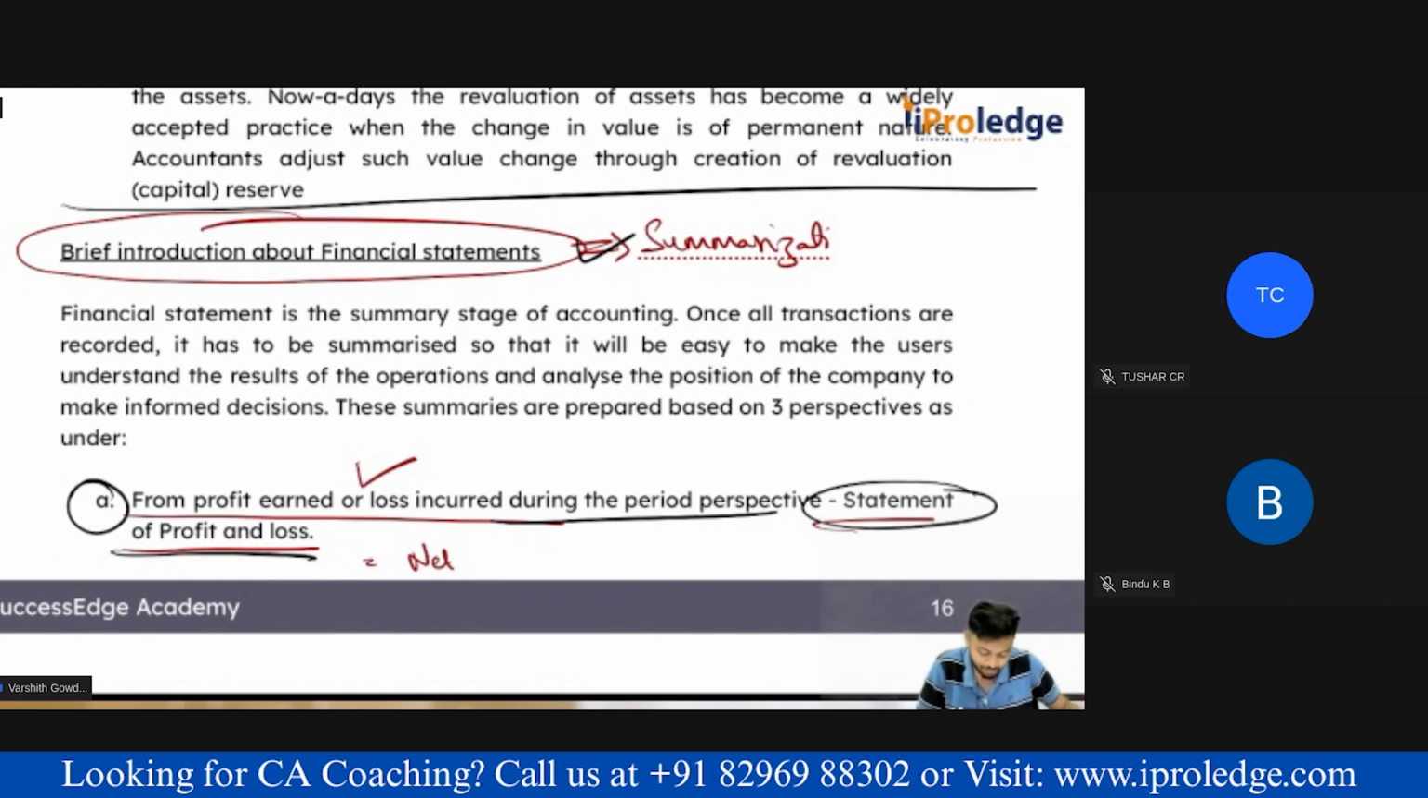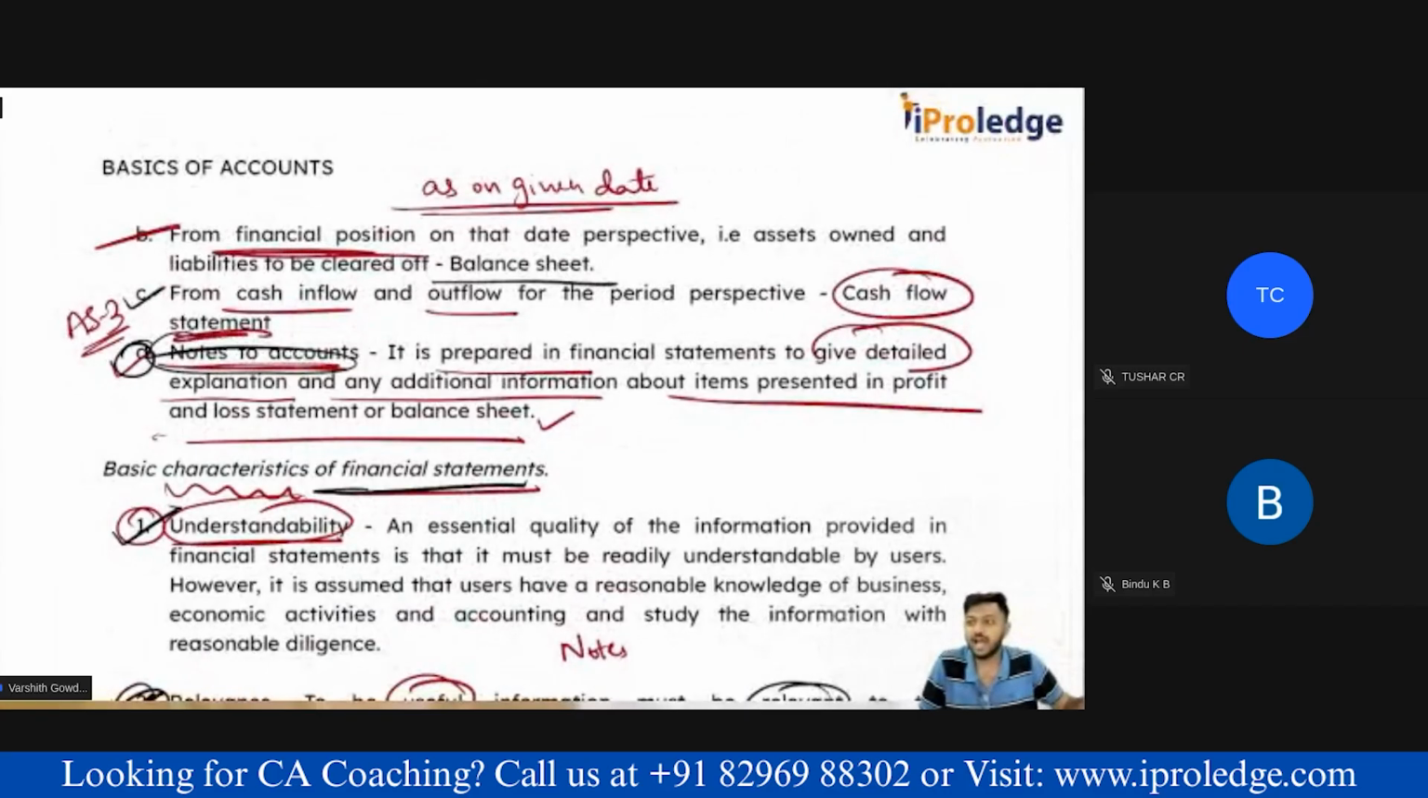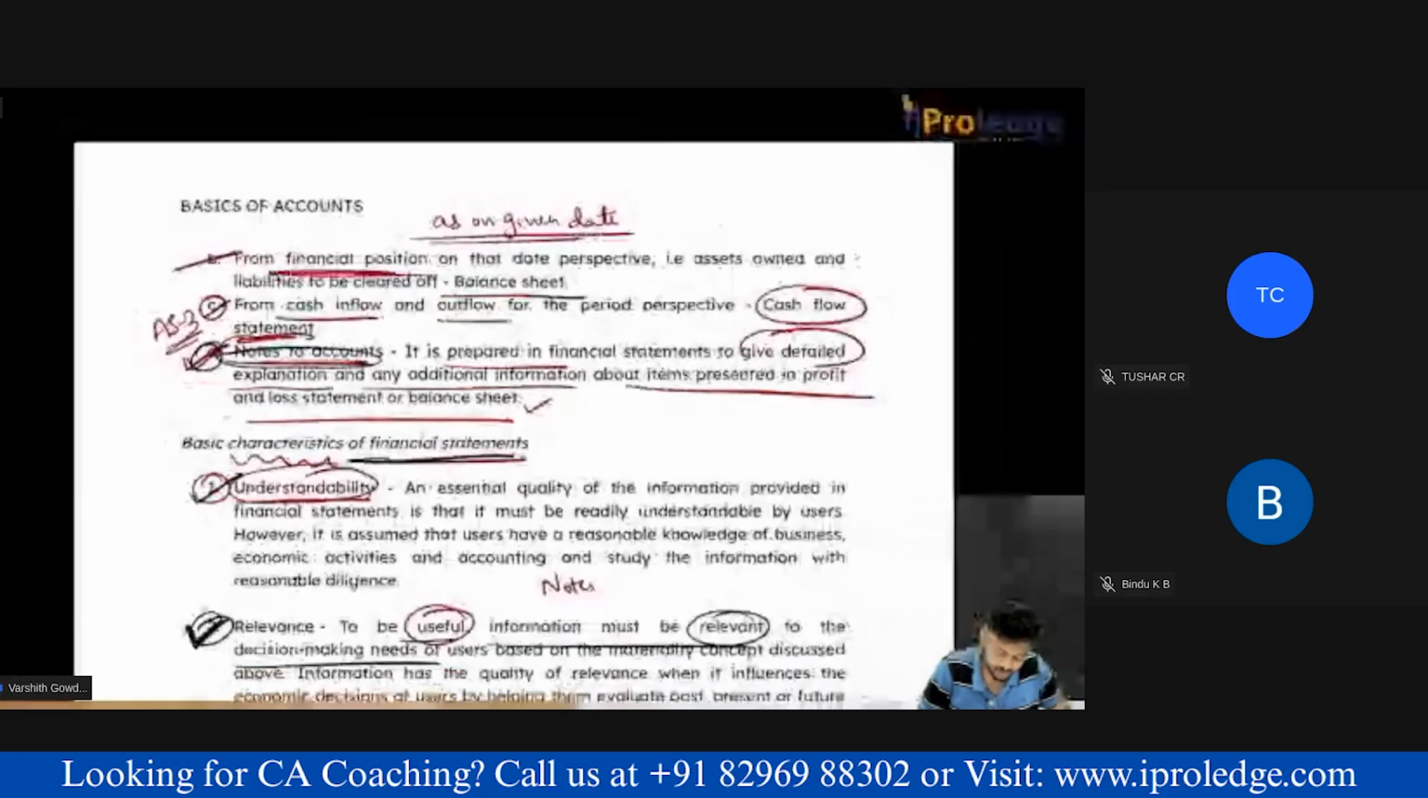So P&L gives the profit or losses made. Financial position will give the assets or liabilities that a business holds as on a given date. Cash flow will give you cash inflow and outflow. Notes to accounts, what will they give? They give additional information and explanation for the users of the financial statements to understand the accounting better. Extra information is given in notes to accounts.